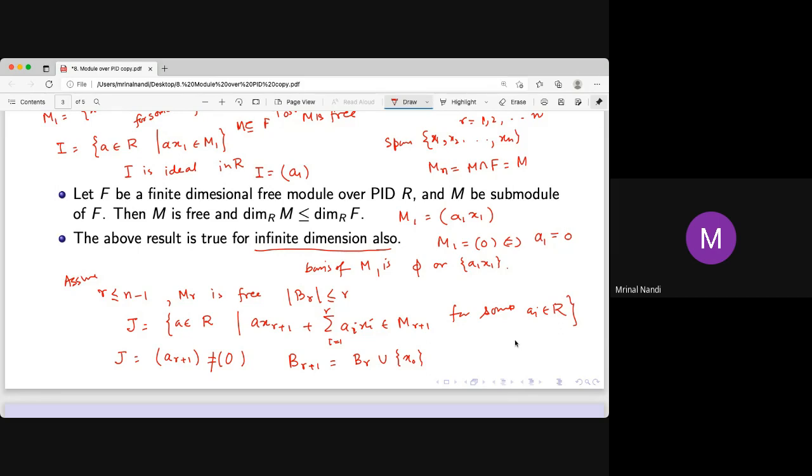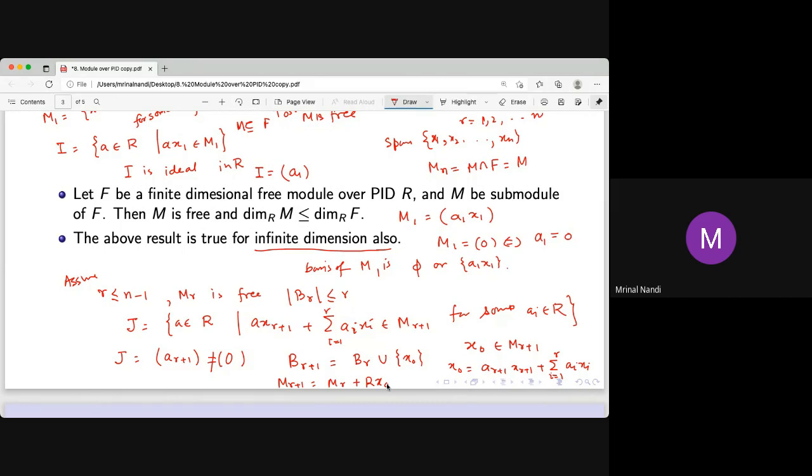So the question is, how do you find that x_0? x_0 is an element which belongs to M_{r+1}, such that x_0 is of the form a_{r+1} x_{r+1} plus the rest, the sum over i equal to 1 to r of a_i x_i, for some a_i and some x_i. This x_0 actually works here, and that x_0 we take as a basis element. In this case, we can easily prove that M_{r+1} is nothing but M_r plus the extra part generated by x_0. This you can easily check.